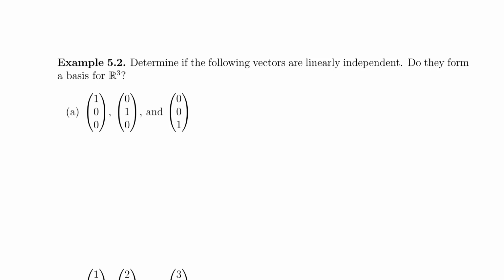So this next example asks us if the given set of vectors are linearly independent and whether they form a basis for R cubed. Well, to check if something forms a basis for R cubed, there's actually two things that we're going to have to check. We need to determine if they are linearly independent, and whether they span R cubed.